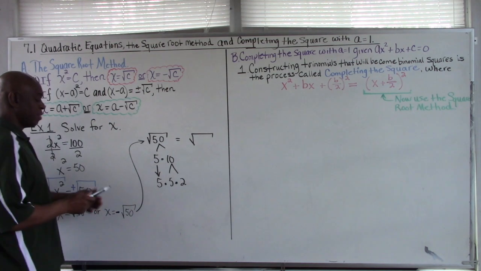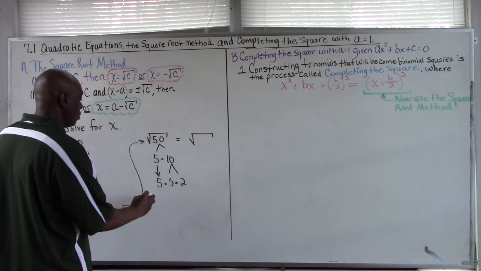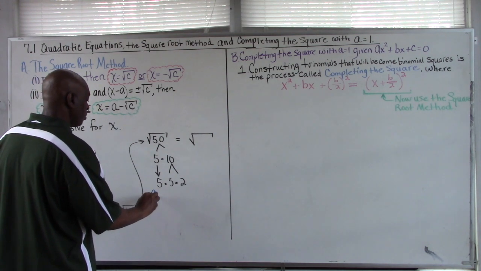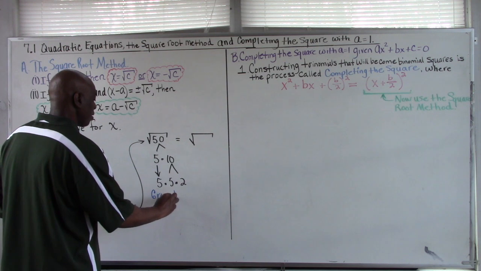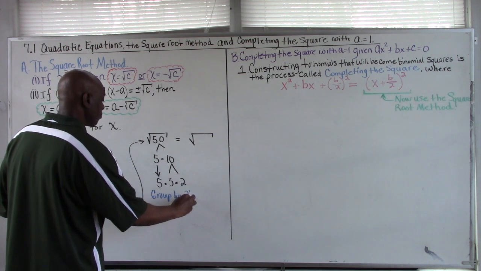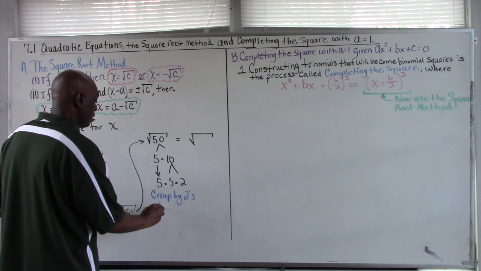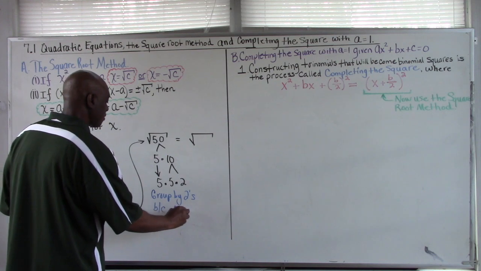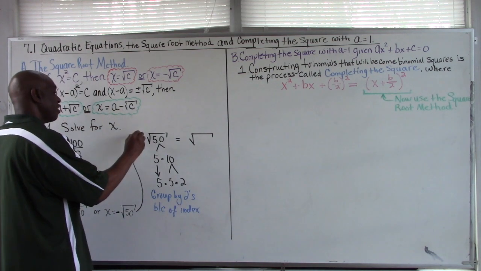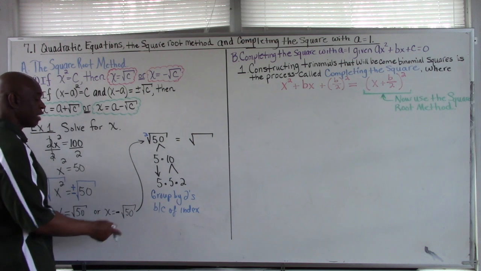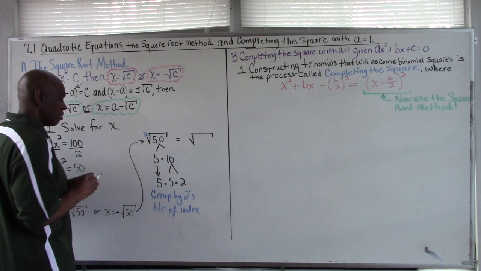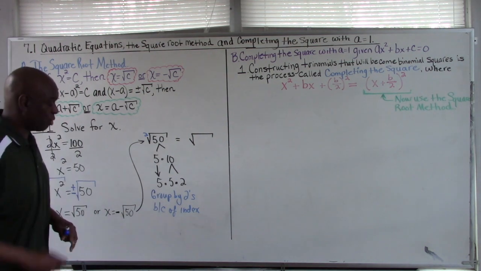So I have all my prime numbers here. And remember, you have to group by 2's because of index. Our index here is a 2. So we have to group by 2's. Here's one group. Here's a group. Only one up here.